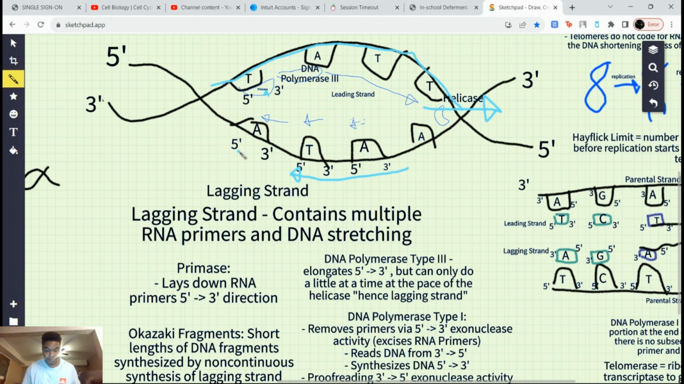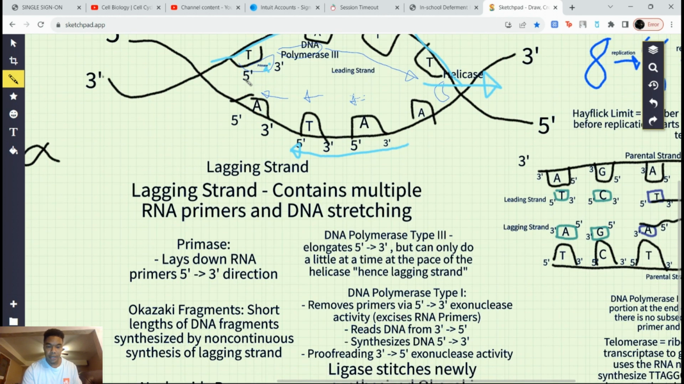And we know that DNA can only be synthesized 5' to 3'. So now here we have a problem. We're trying to elongate it this way, but we can only move this way. So how are we going to get through this? Well, let me explain.